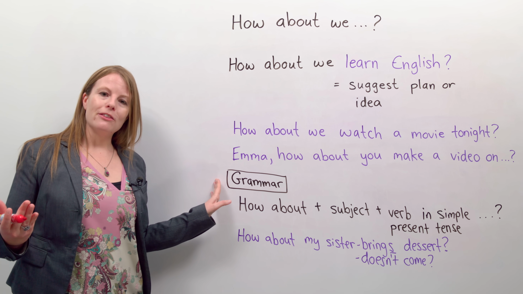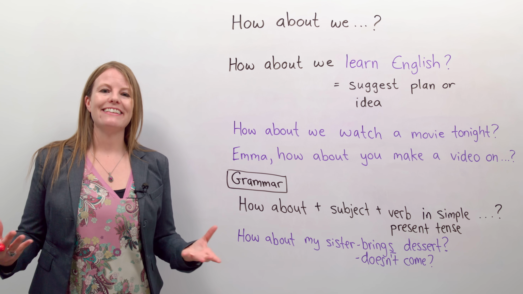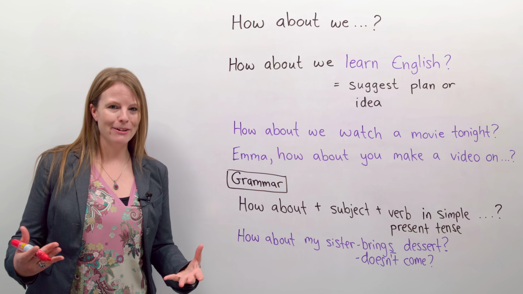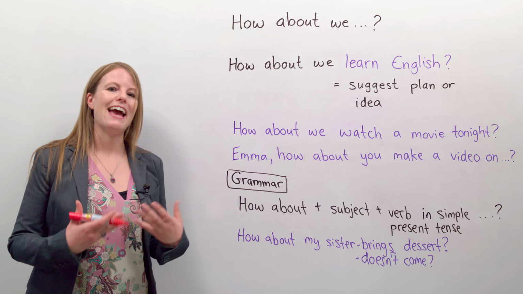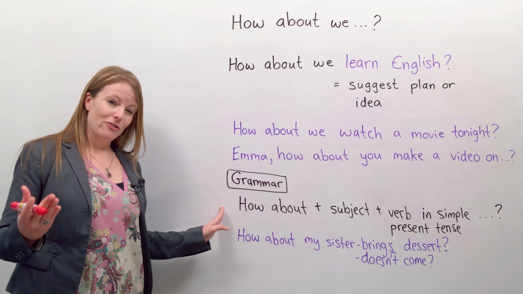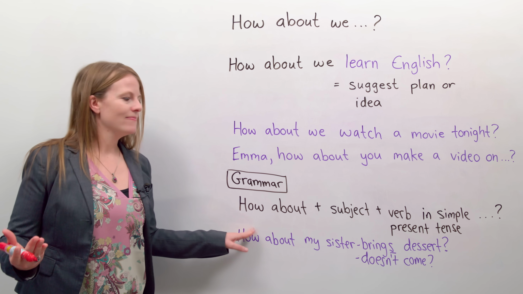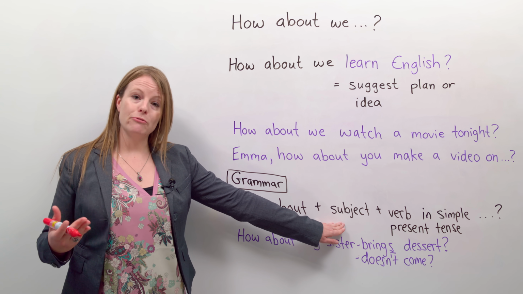So now let's talk about the grammar of how about. I love how about because it's easy. It's easy grammar, it's an easy expression, and we use it all the time. It's just where we put how about at the beginning of the sentence. And then we have the subject word.